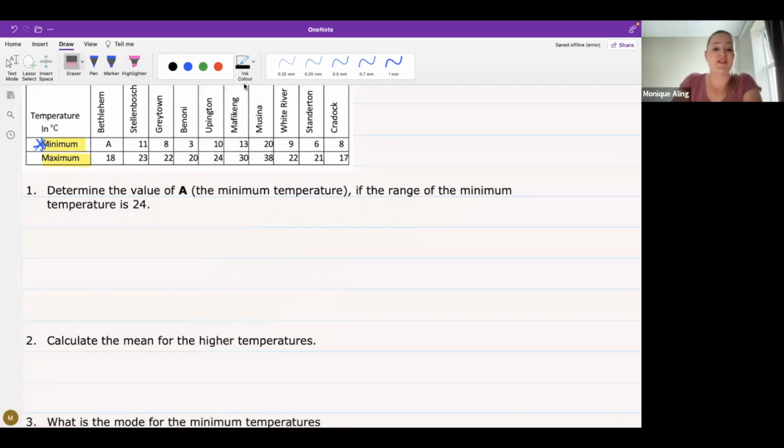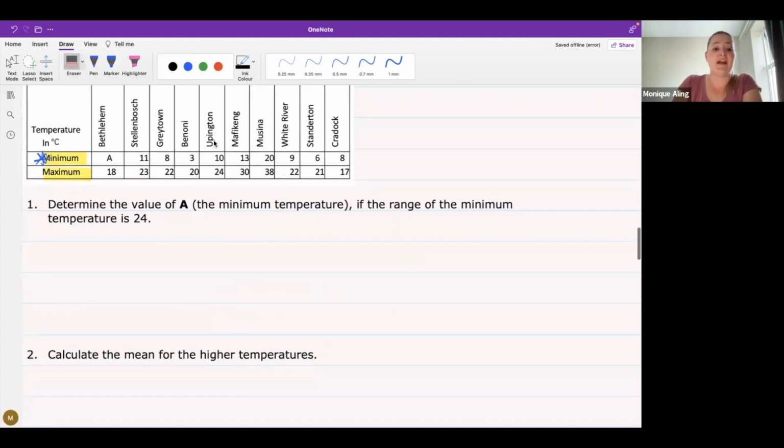Cool. So, this question is weird in the sense that it's asked us to work out the value of A. Now A is over here, and they've actually given us the range. Normally you are used to us asking you, work out the range, determine the range of this data set, determine the range of these temperatures. But now I've given you the range, and you need to find out the lowest amount, okay, which is A.